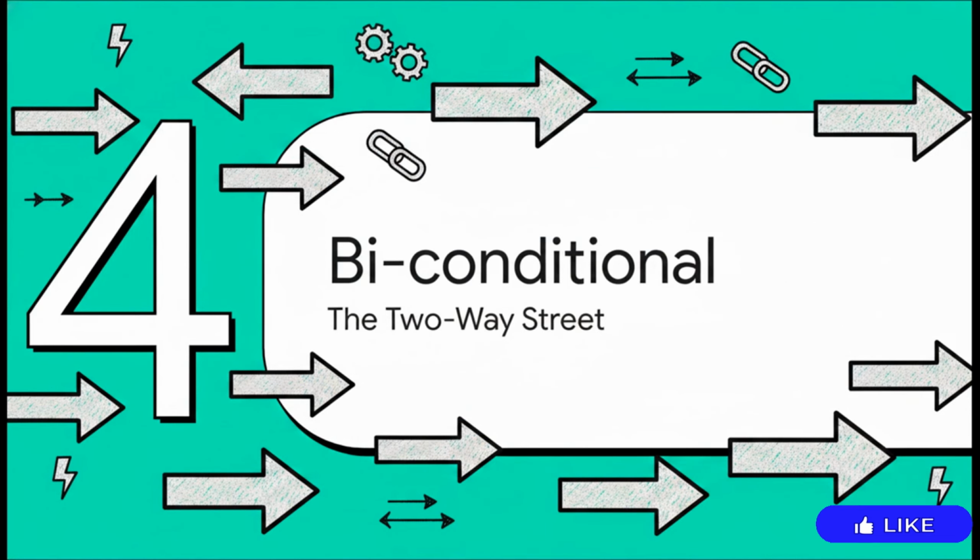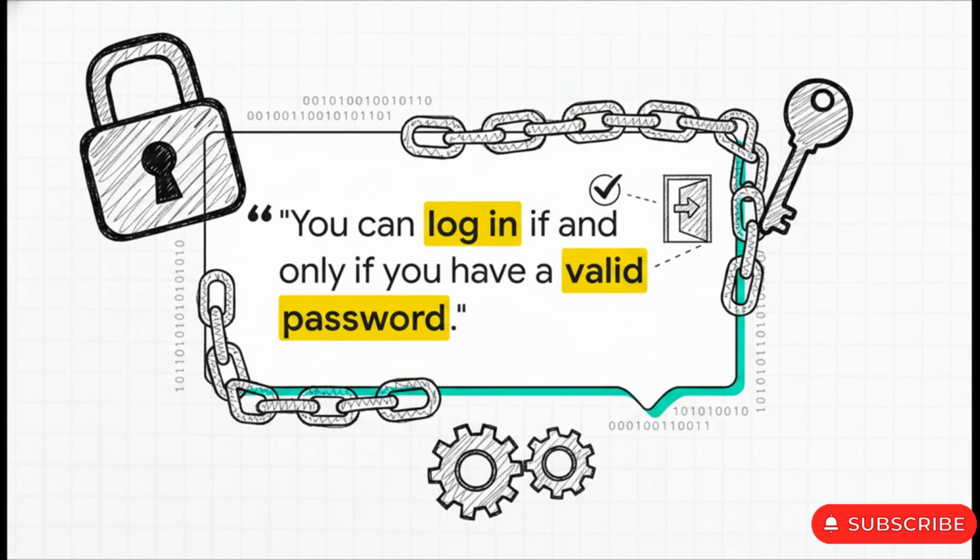All right, let's move on to the biconditional operator. This one is way more intuitive. Think of it as a strict two-way street. It's not just if A, then B. It also means if B, then A. They are completely locked together. And the perfect example for this is a password. You can log in if and only if you have a valid password. See how that works? The two conditions are inseparable. You can't have one without the other.